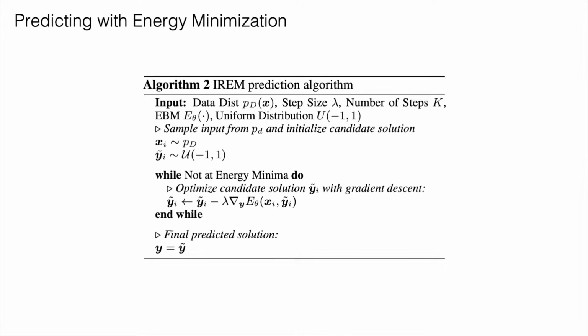You could also imagine having multiple different random starts. So you could have many different solutions Y from random noise, and then just run gradient descent and choose the one that has the minimal energy across all the iterations.